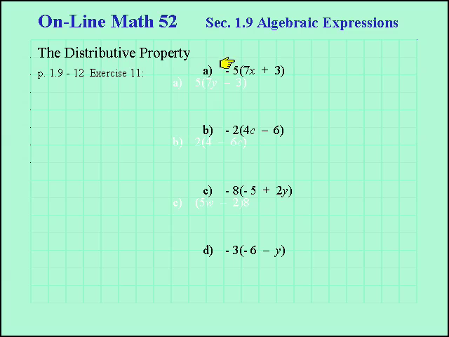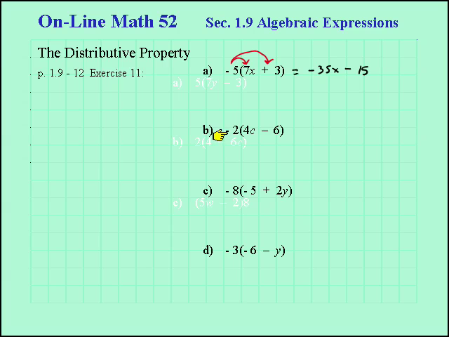So when we multiply a negative 5 times a 7x, we've got to be thinking about that. And negative 5 times a positive 3. Negative 5 times 7x is negative 35x. Negative 5 times positive 3 is a negative 15. But that negative 15 shows up as minus 15. Yeah? All right. Good.